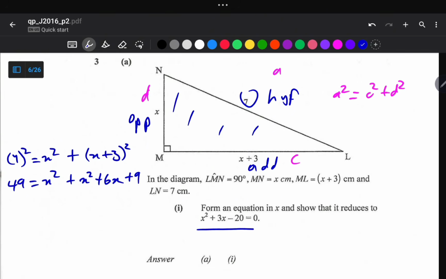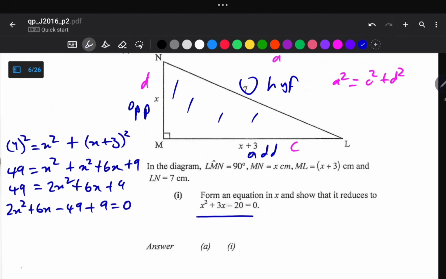Okay, so we can add x squared plus x squared, which gives us 2x squared plus 6x plus 9 being equal to 49. So let us shift this 49 to the right hand side of the equation. We are going to be left with 2x squared plus 6x plus 9 minus 49, which is equal to 0. So minus 49 plus 9 gives us minus 40. So it is now 2x squared plus 6x minus 40, which is equal to 0.